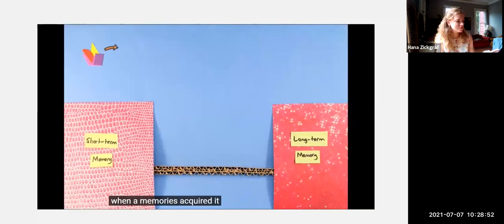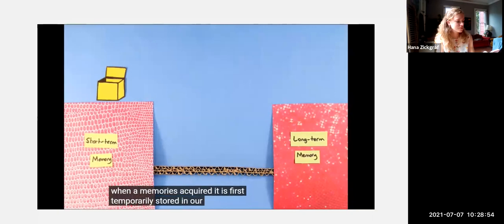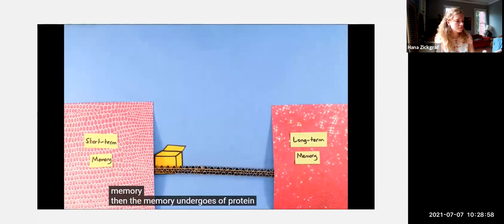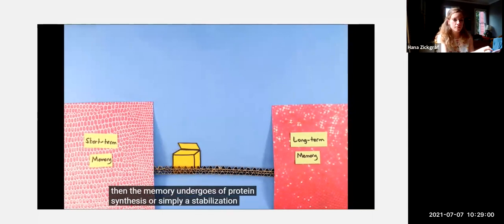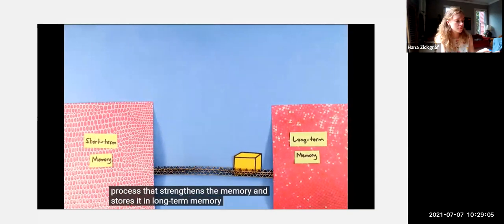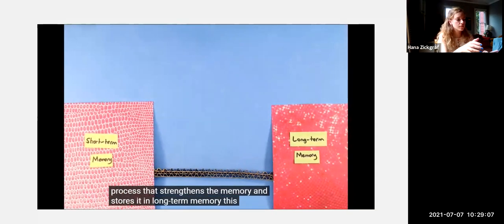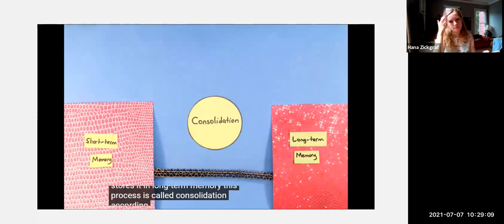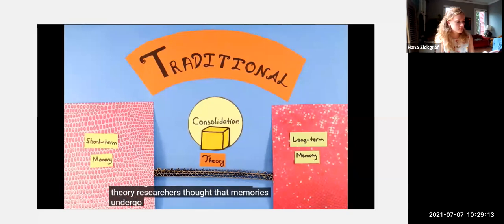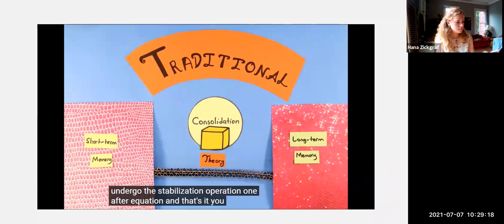When a memory is acquired, it is first temporarily stored in our short-term memory. Then, the memory undergoes a protein synthesis, or simply a stabilization process that strengthens the memory and stores it in long-term memory. This process is called consolidation. According to traditional consolidation theory, researchers thought that memories undergo this stabilization operation once, after acquisition, and that's it. You cannot affect a memory after the stabilization process is complete, they thought.